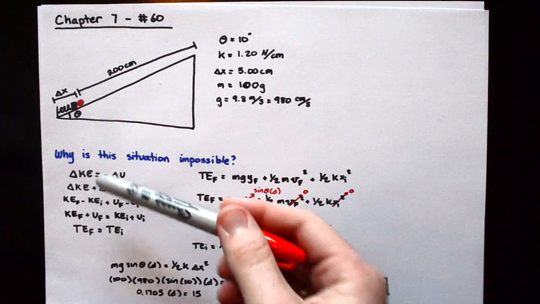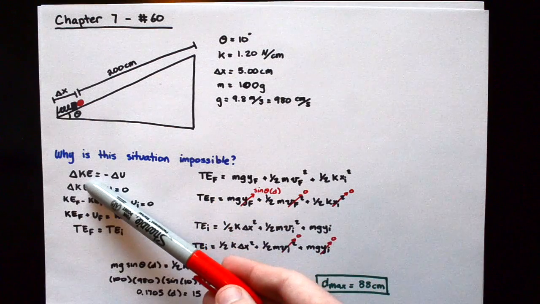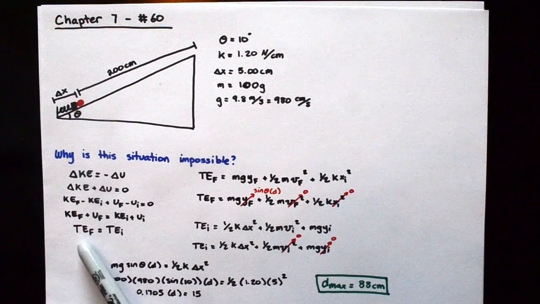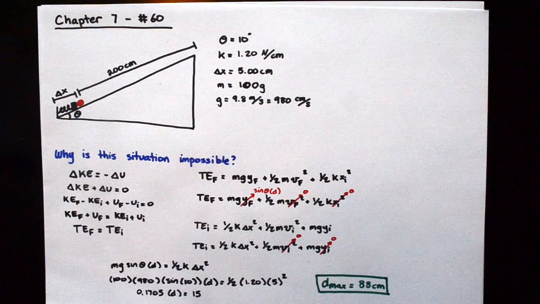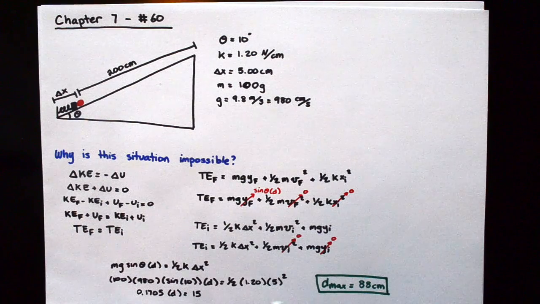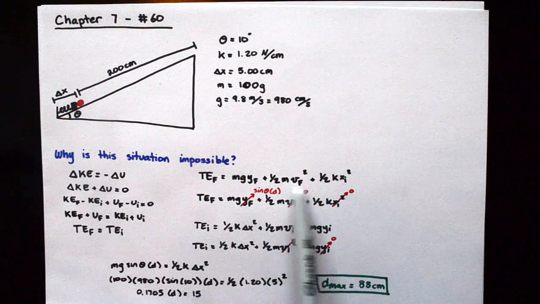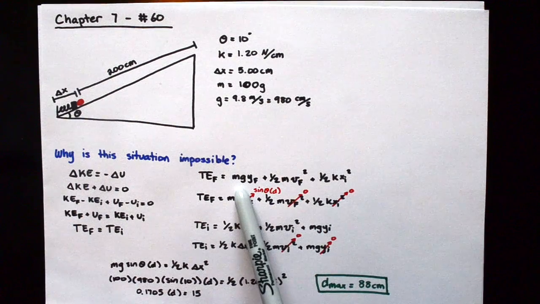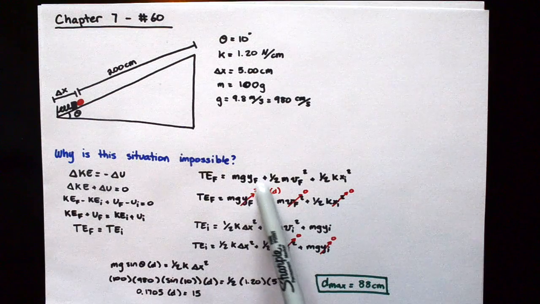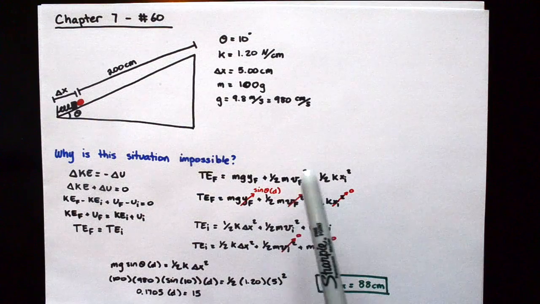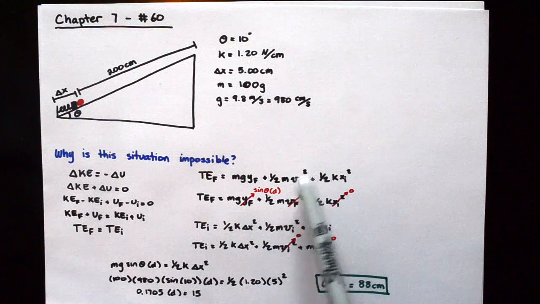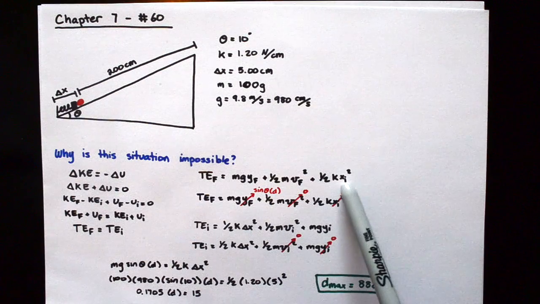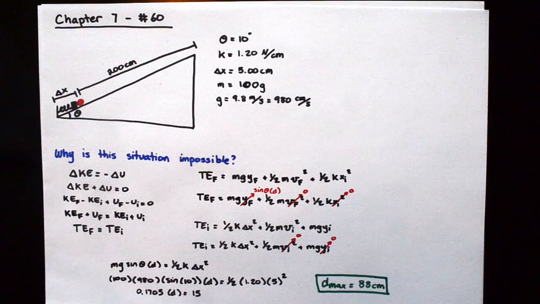So we know that the change in kinetic energy is equal to the negative change of the internal energy. Total energy final is equal to the total energy initial. So for the total energy final, we know that all the energy within the system for the final is going to be your mass times gravity times your position in y final plus 1/2 mass times your velocity final squared plus 1/2 times your k constant times your x position squared.